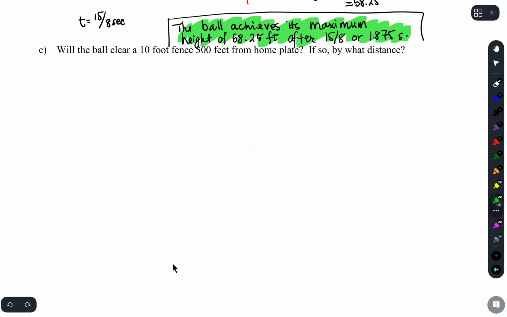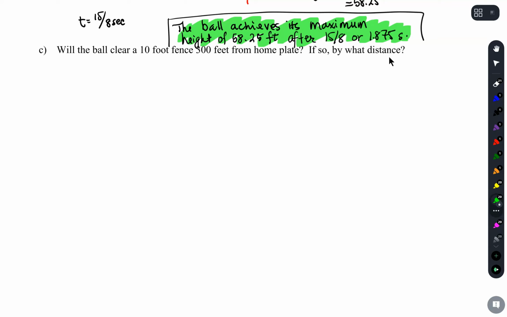Now let's consider a second question about this baseball. So will the baseball clear a 10-foot fence that is 300 feet from home plate? If so, by what distance? So this is asking if the ball will go over a 10-foot fence. That is, is the height of the ball greater than 10 feet, 300 feet from home plate? If so, by how much?